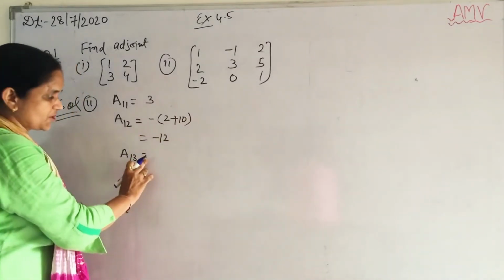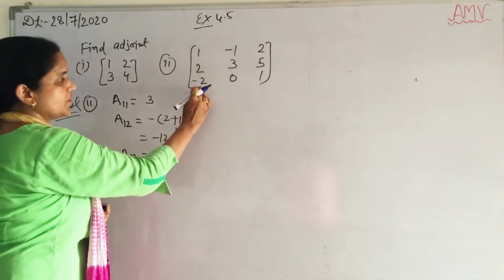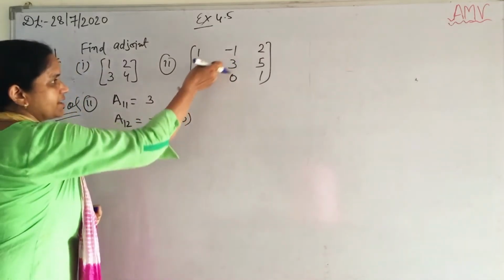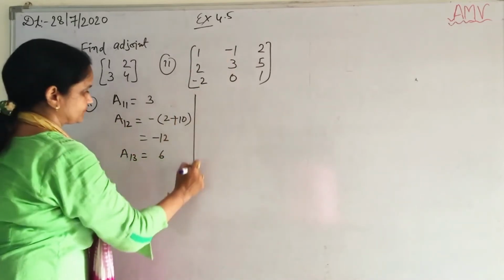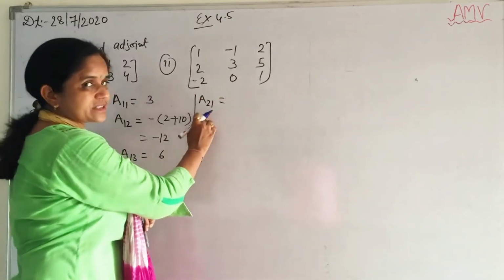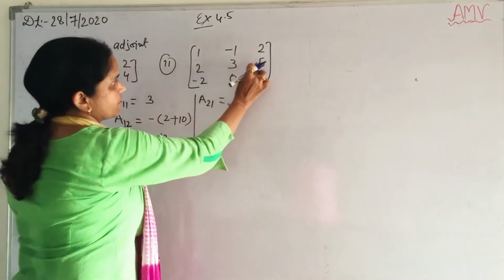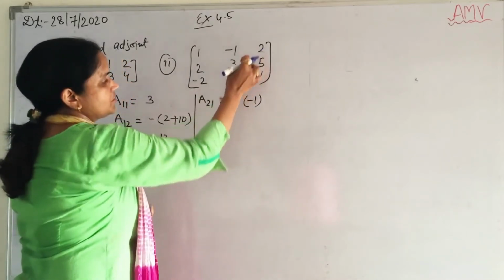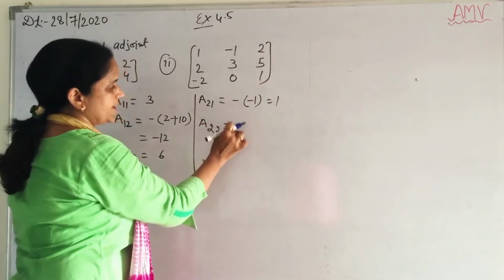A13, it's positive, student. First row, third column cancel. 2 multiply with 0 is 0 and minus 2 multiply with 3, it is minus 6, but we have to take a negative sign for this multiplication. So minus minus plus. A21. A21, 2 plus 1, 3. First take the negative sign. Now first column, second row cancel. Minus 1 into minus 1, we will get, student, minus 1, 0 into 2, it's 0. So the answer is 1.